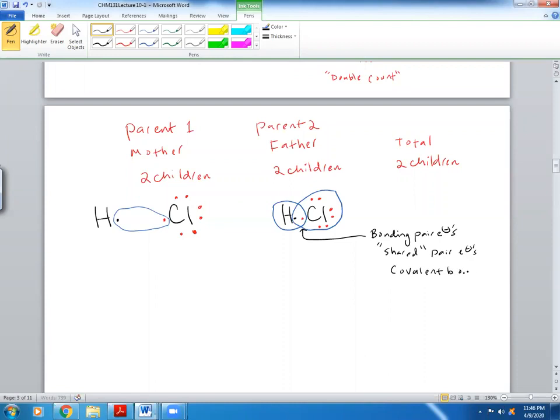And look at the name covalent. Co means sharing, right? Valent means the valence electrons. So they're sharing the valence electrons. Okay, very well. What about the other ones?